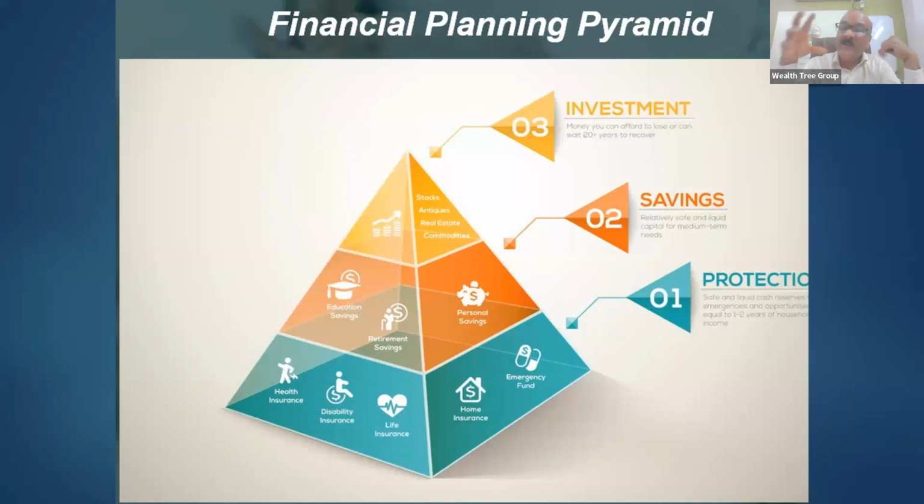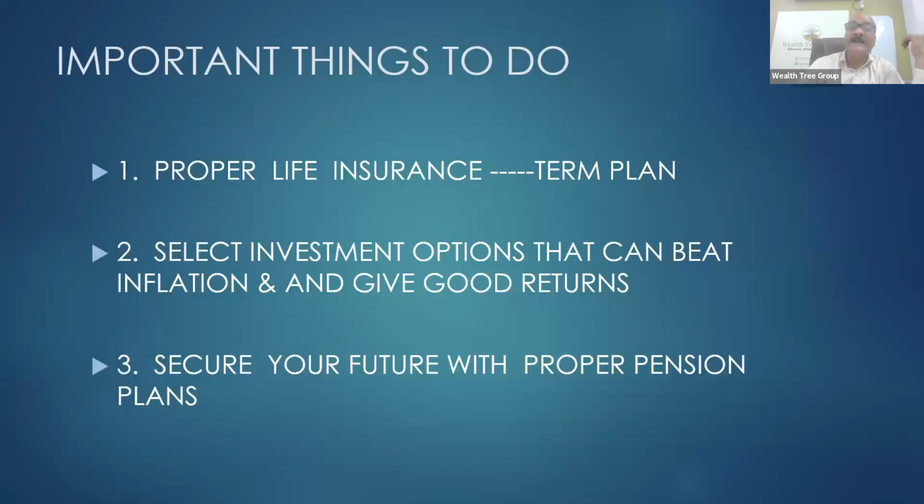So if you do the financial planning properly, then you will understand under ATC 1.5 lakhs, in which instrument you have to invest. For example, important things to do are proper life insurance, that is a term plan, then select investment options that can beat inflation and give you good returns, and then secure your future with proper pension plans also. These 3 things you should keep in mind while you want to get exemptions from these sections.